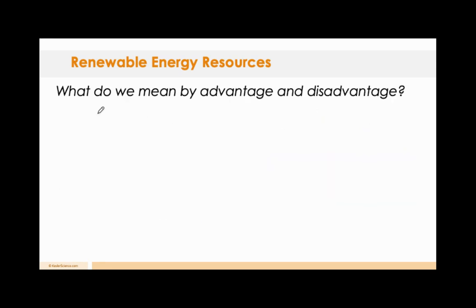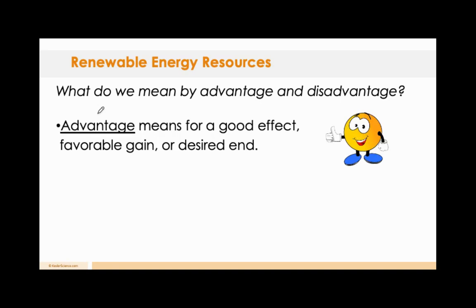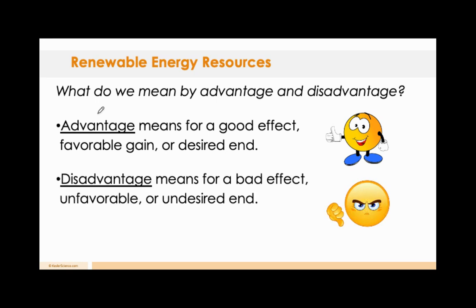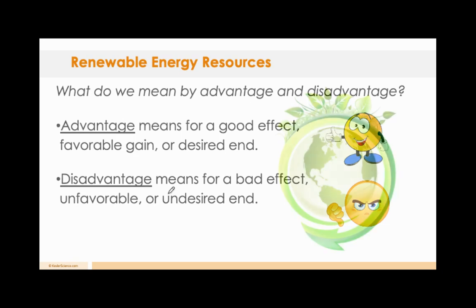So, what do we mean by advantage and disadvantage? Well, an advantage means a good effect or favorable gain or a desired end. You're going to get what you're wanting out of it. Whereas a disadvantage means a bad effect, unfavorable, or undesired end. Kind of the opposite side of the same coin. Advantage means you're getting something good out of it. Disadvantage means you're probably going to have some sort of side effect that you don't want.